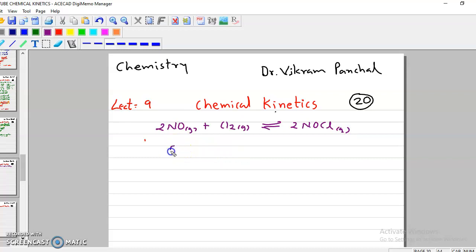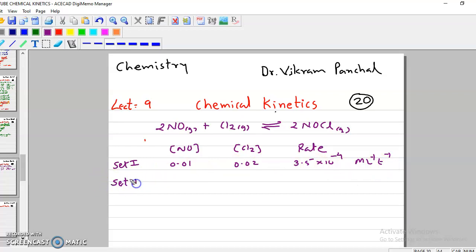Now, we want to find out the order of reaction of nitric oxide as well as chlorine with respect to their rate of reaction. In the first set, we take moles of NO 0.01, moles of chlorine 0.02, and we found the rate of reaction 3.5 into 10 raised to minus 4 mole per liter per time. It can be per second, per minute, or per year, whatever.